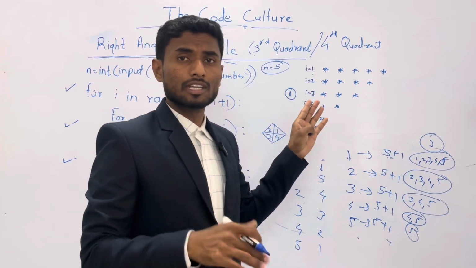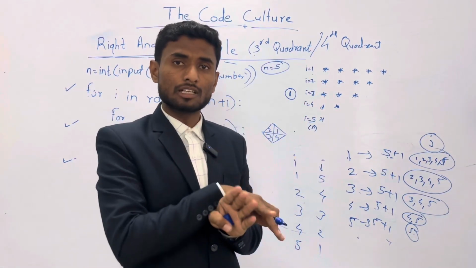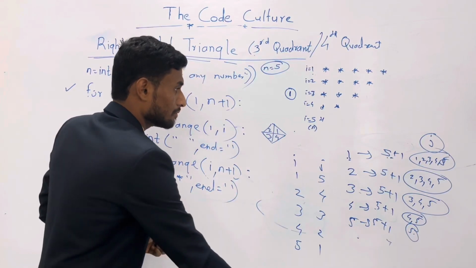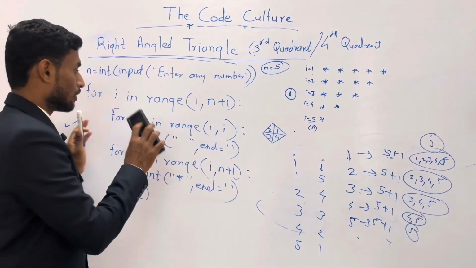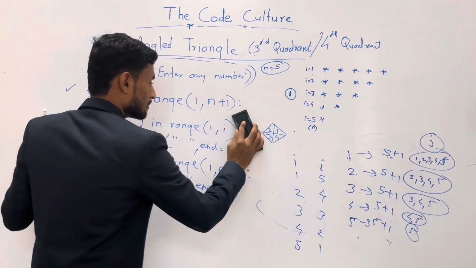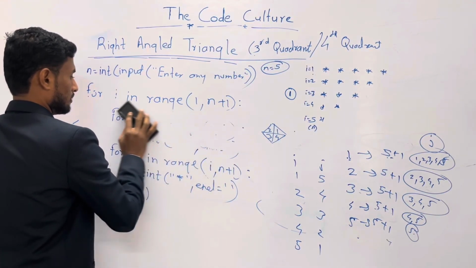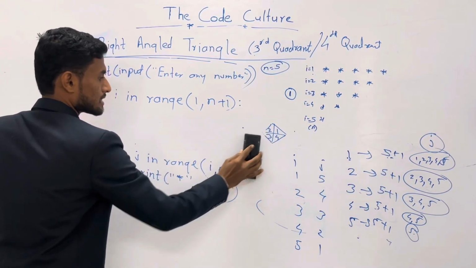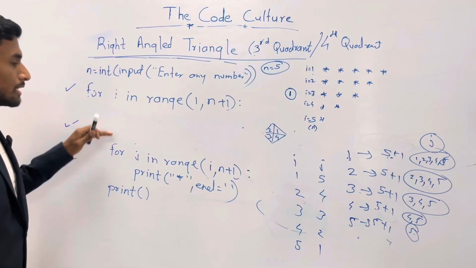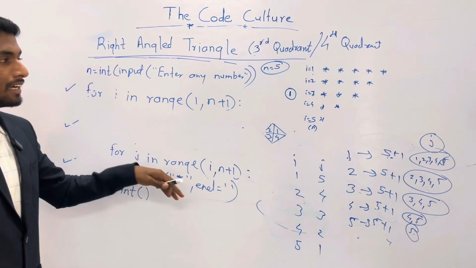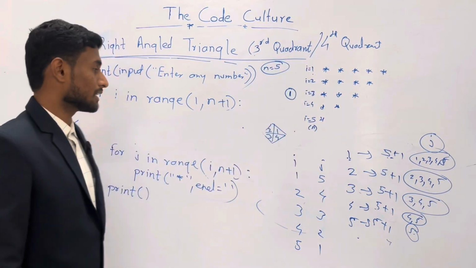So what I am doing here, I am just removing spaces from the third quadrant. So indirectly in the program also, what I want to do is remove this for loop for space. Okay, so if I shift this here, we will get this fourth quadrant. How can we get this fourth quadrant?